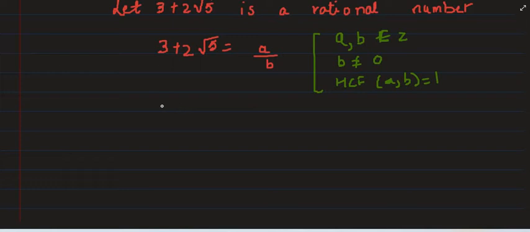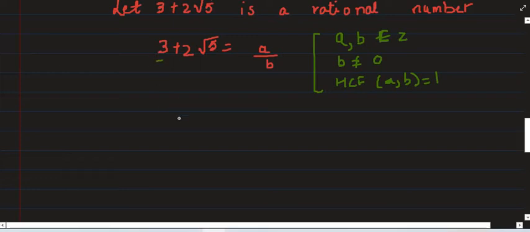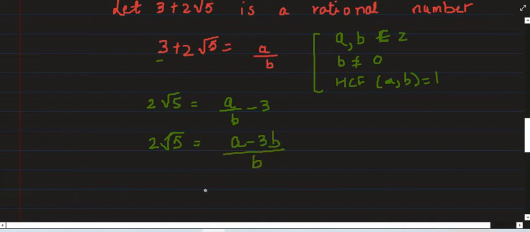So now we will transpose this 3 to the other side. So it will be 2 times square root of 5 is equal to a by b minus 3. Simplifying this, 2 square root of 5 is equal to a minus 3b by b. So, we can say that square root of 5 is equal to a minus 3b by 2b.